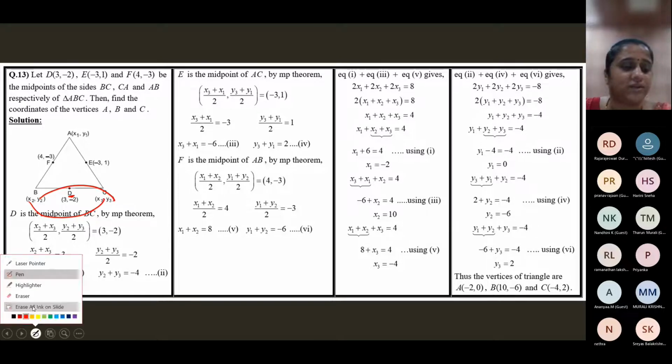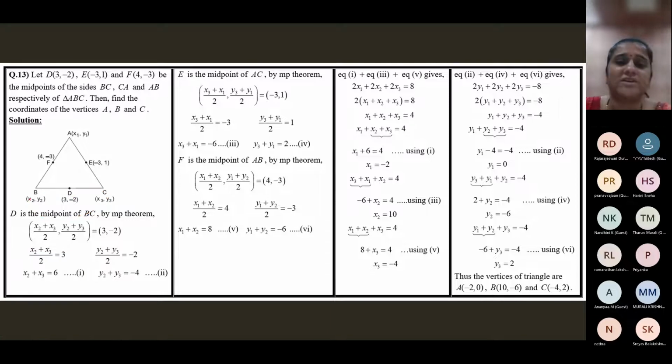The x coordinate of D is x2 plus x3 by 2, and the y coordinate of D is y2 plus y3 by 2. These are the coordinates of D by the formula. But we already know the coordinates of D, 3 comma minus 2. So we equate these two coordinates. How do we find the coordinates of D using the midpoint formula? x2 plus x3 by 2, y2 plus y3 by 2.